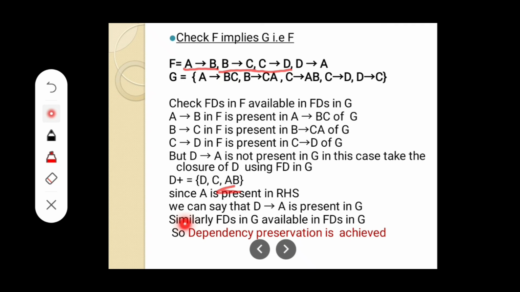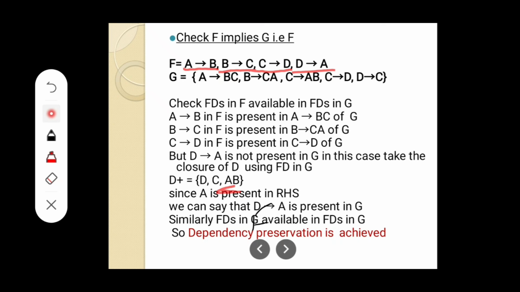Clear? So similarly, the functional dependencies of F are available in the functional dependencies of G. Okay, if it is so, then we can say that here it is dependency preservation. This decomposed relation R1 and R2 is actually dependency preserving, the preservation property is achieved. Okay, so this is the task.